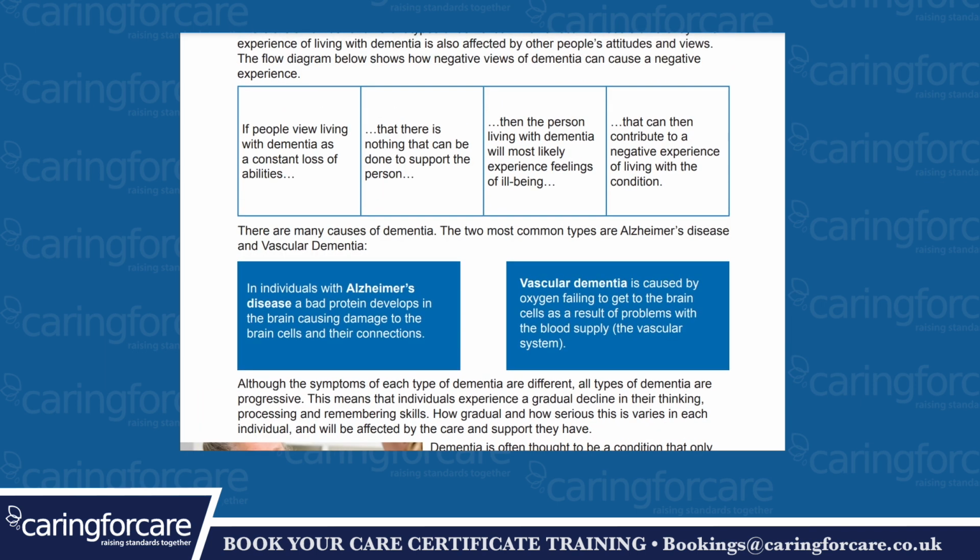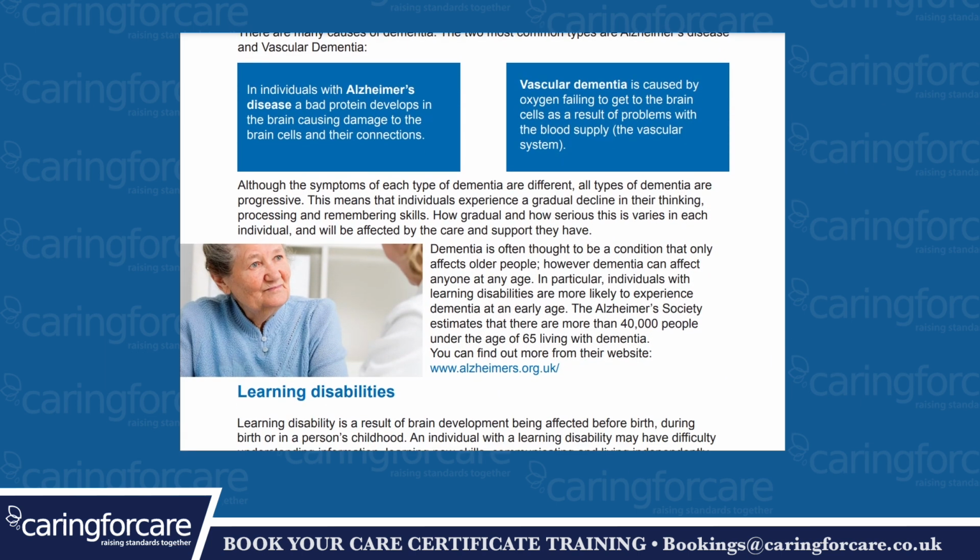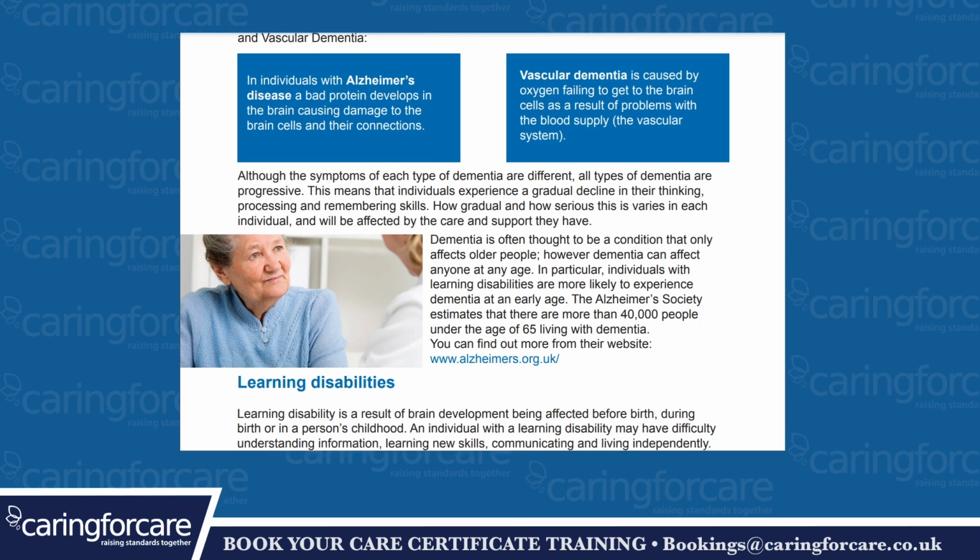There are many causes of dementia. Two of the most common types are Alzheimer's disease and vascular dementia. In an individual with Alzheimer's disease, a bad protein develops in the brain, causing damage to the brain and the connections. Vascular dementia is caused by oxygen failing to get to the brain cells as a result of problems with the blood supply, the vascular system.